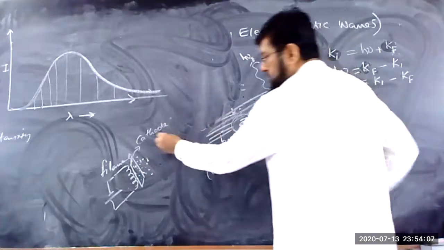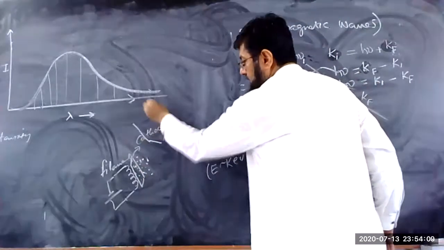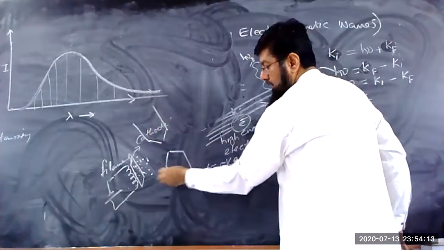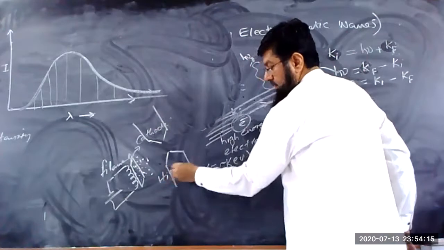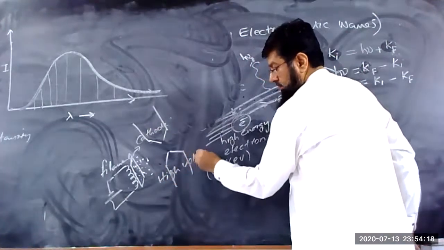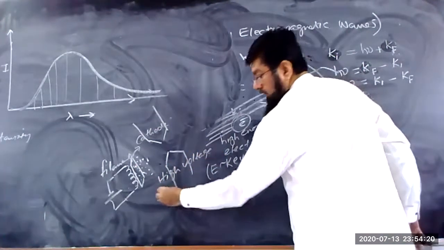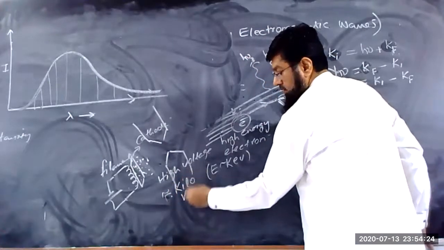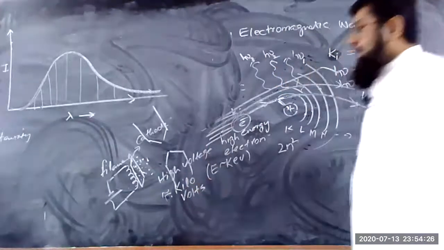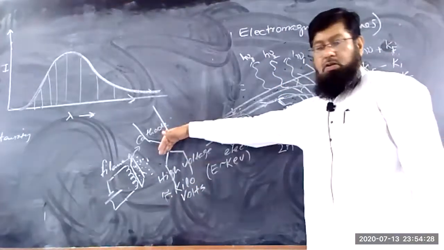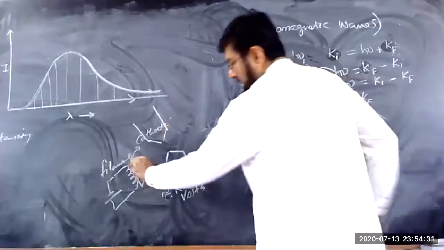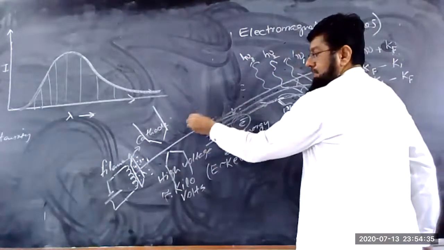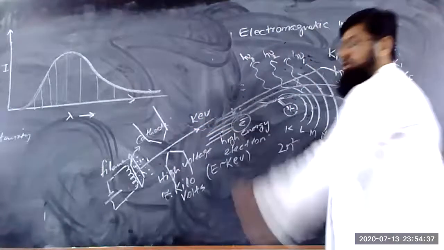Now you have to apply the high voltage. This is the high voltage. High voltage means approximately in kilovolts. It means if you apply high voltage in kilovolts, as a result, the electrons are accelerated in this direction and possess the energy of kilo electron volts.